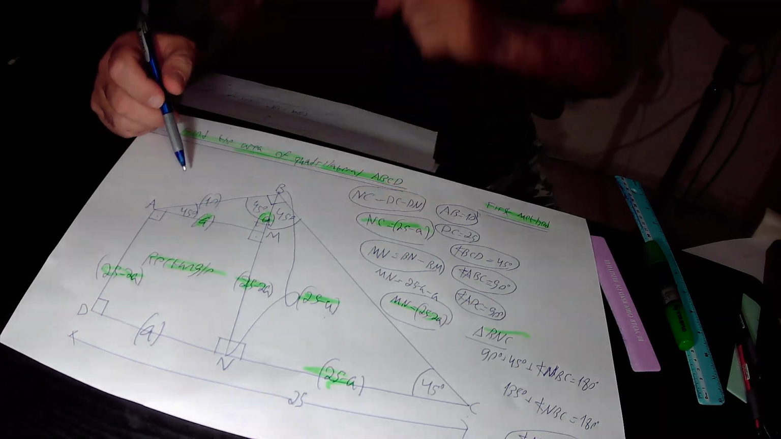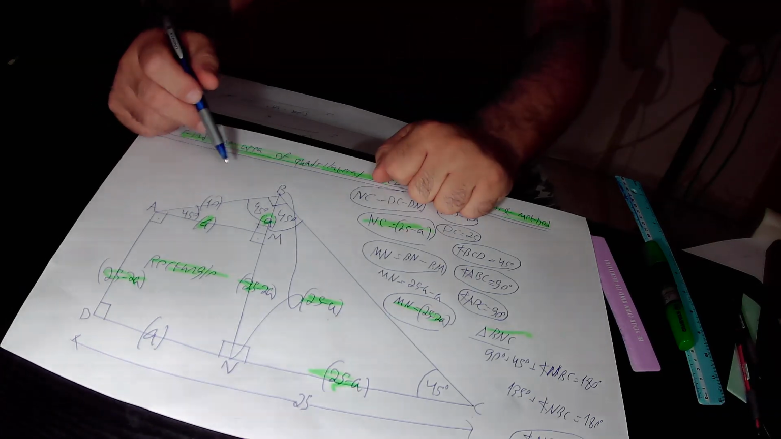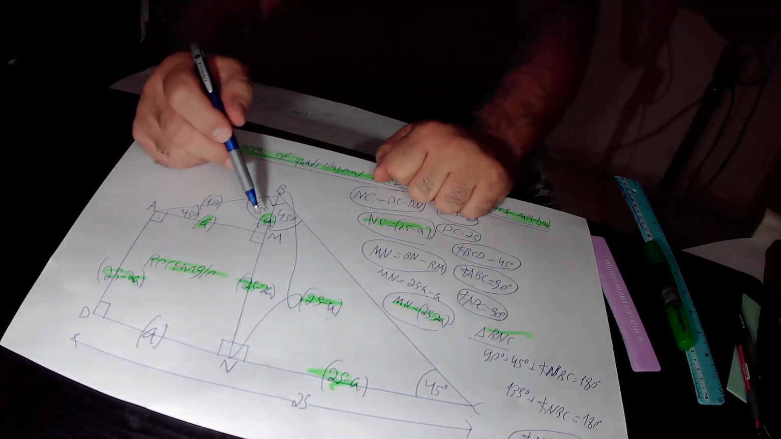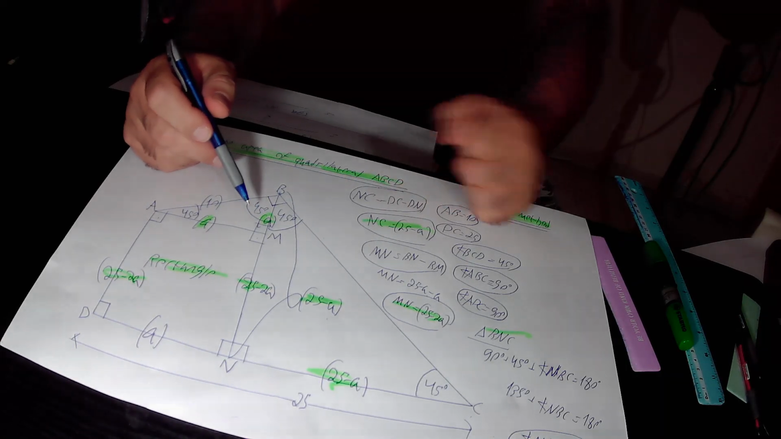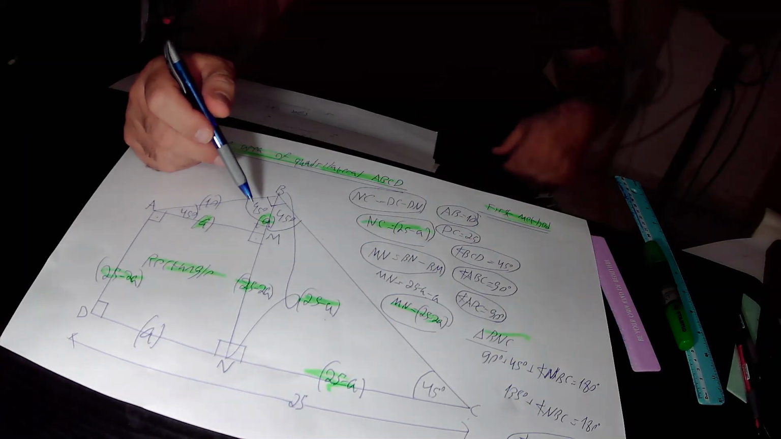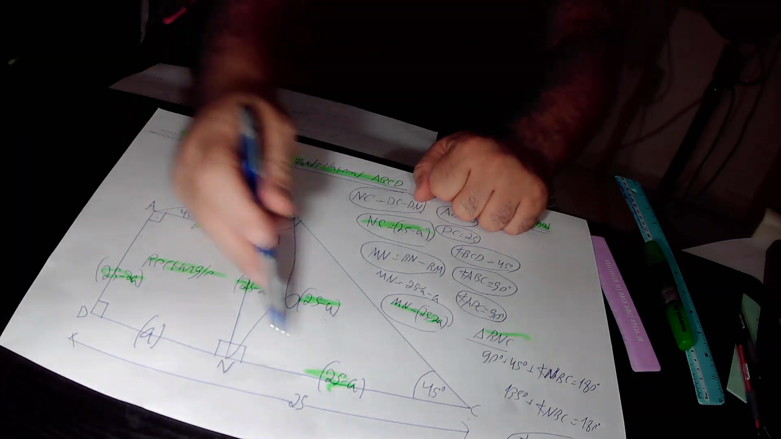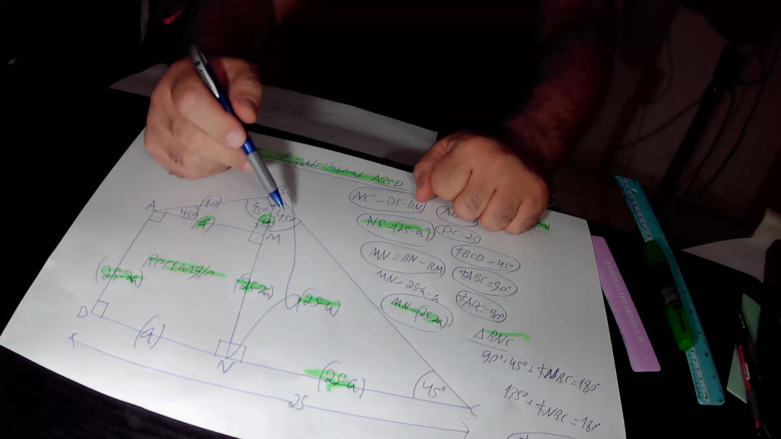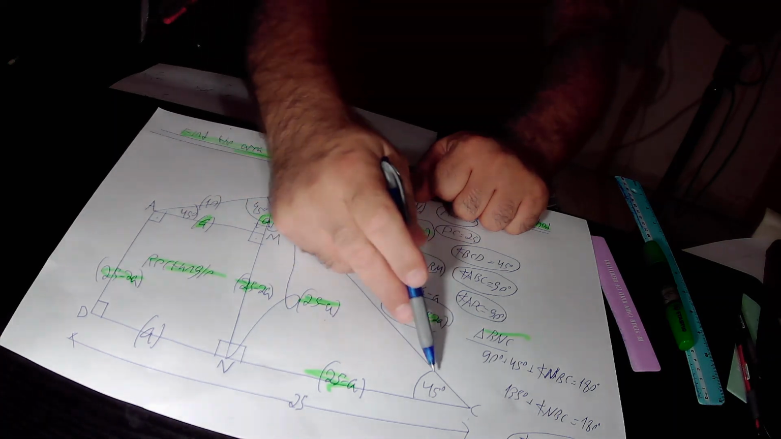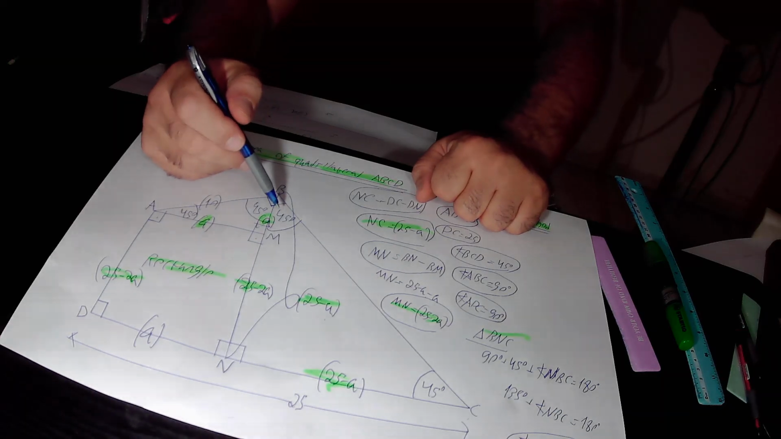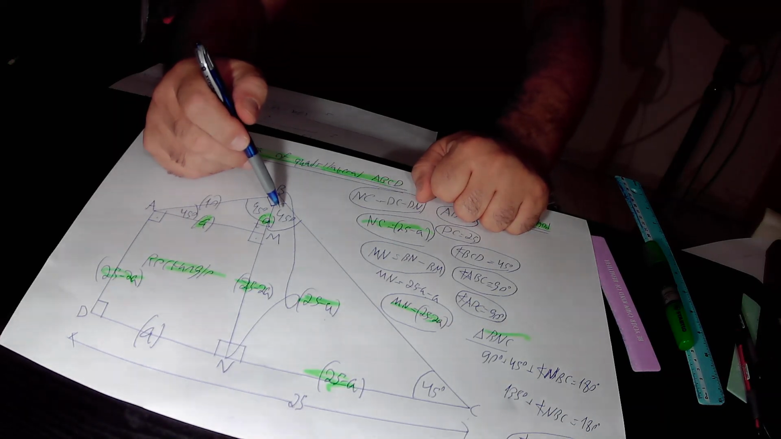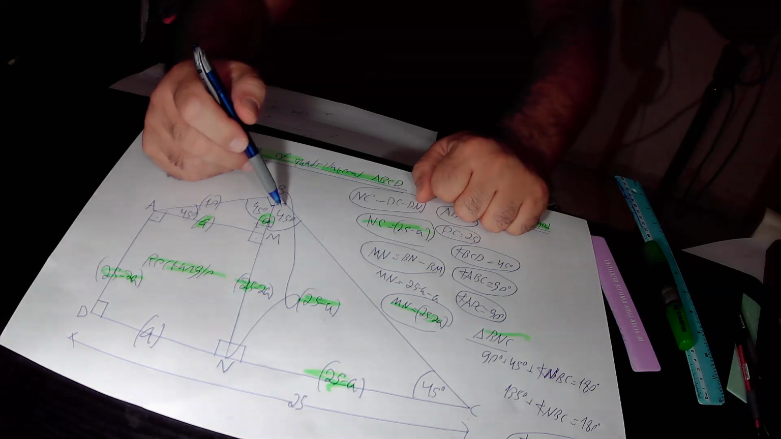So in triangle BNC, the sum of the angles must be equal to 180 degrees, according to the rule that the sum of the angles in any triangle is equal to 180 degrees. So which angles do we have? In this triangle BNC, we have this angle equal to 45 degrees, plus this angle that is 90 degrees, plus this missing angle. In total they must be equal to 180 degrees.